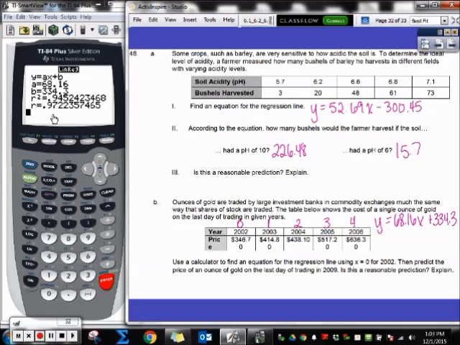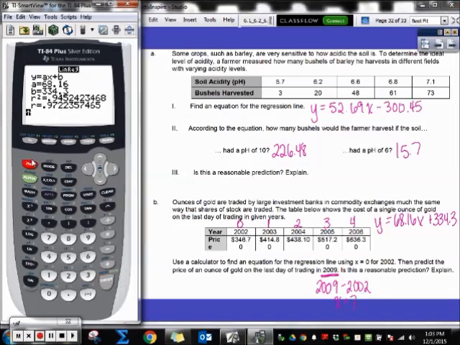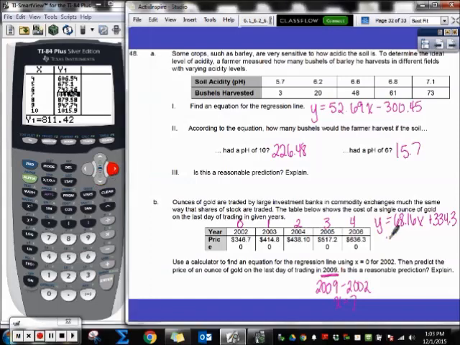So there's my equation, and then it wants me to predict the price of an ounce of gold in 2009. Well, be careful because now to get the number that I need to look at in my table, I just need to do 2009 minus 2002. So I'm actually looking for when x equals 7. So I'm going to go to my table, so second graph. And I see $811.42.